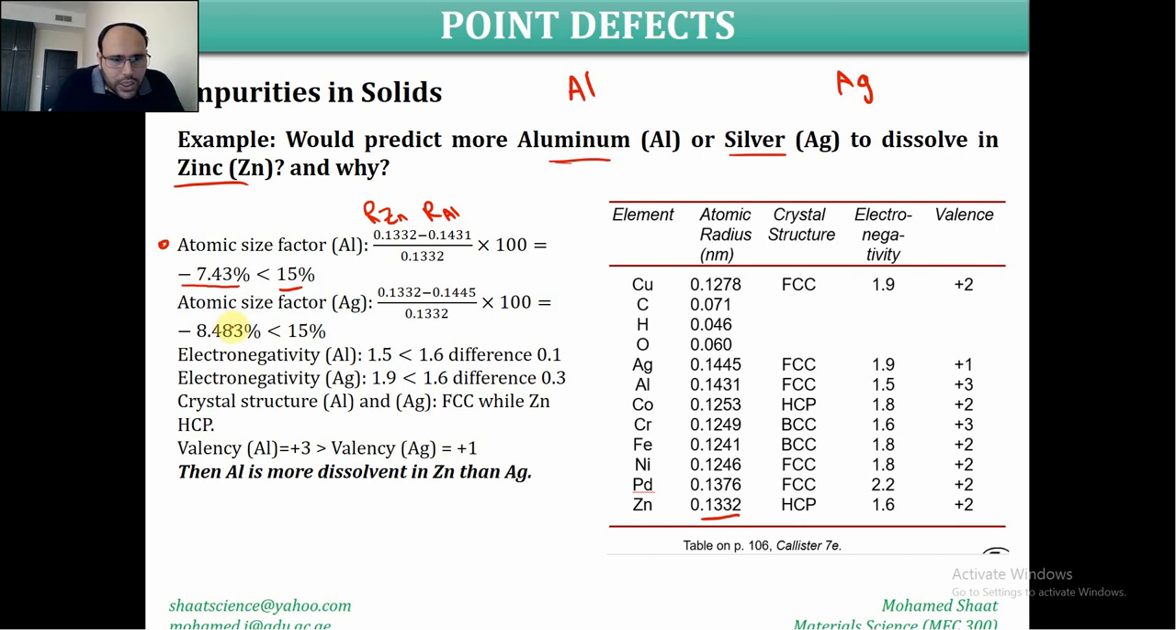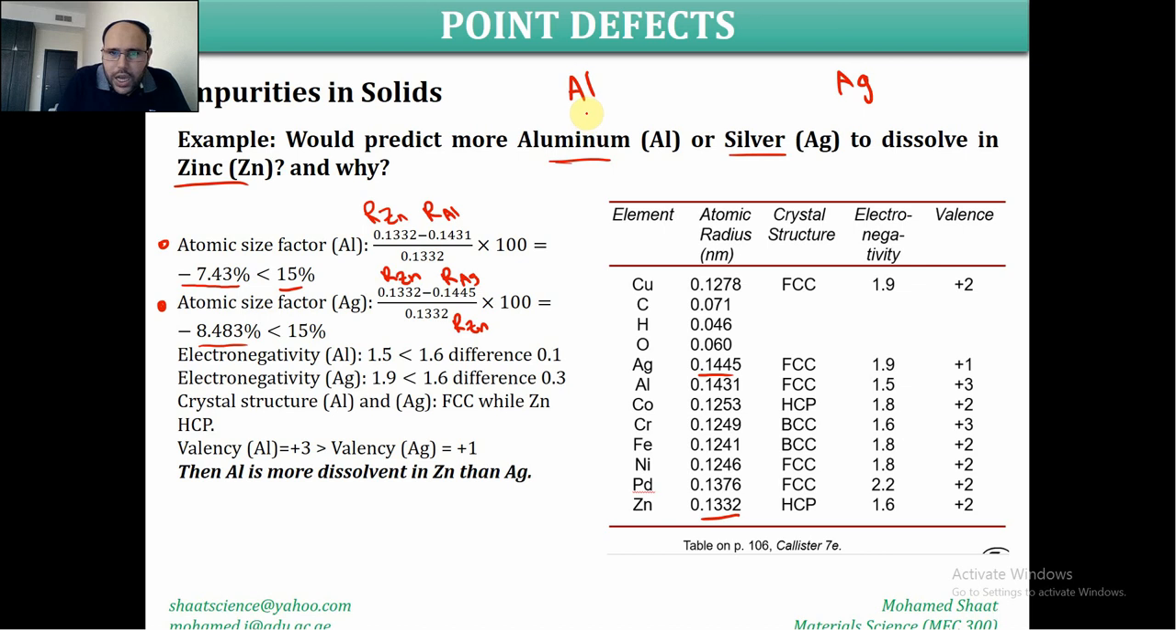How about the atomic size factor for the silver? The radius for the zinc is 0.1332. The radius for the Ag is 0.445. This is the radius of Ag, divided by the radius of the zinc, times 100. This is going to give us negative 8.483%, less than 15%. So it means that the atomic size factor for the Ag is also less than 15%. It means that it can achieve a substitutional solid solution.